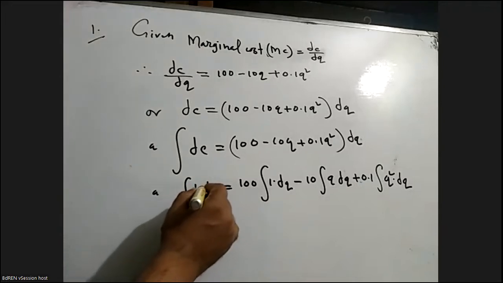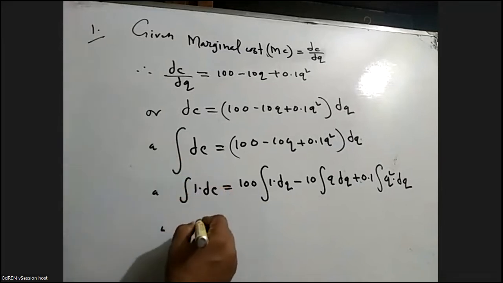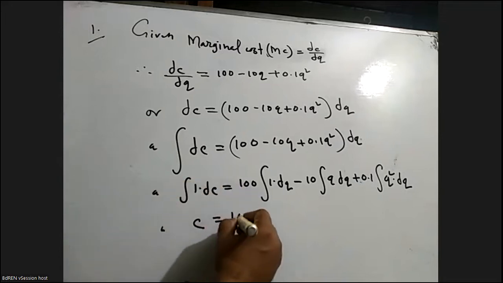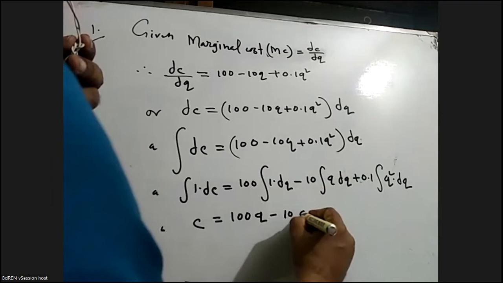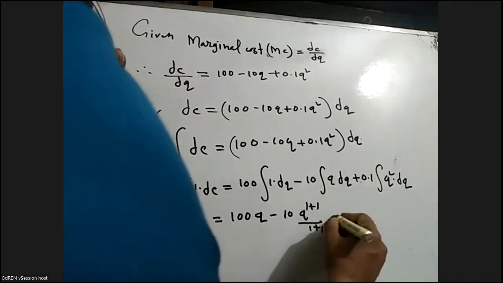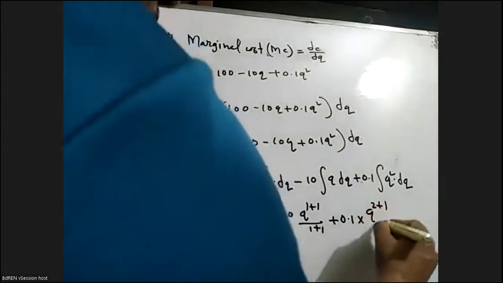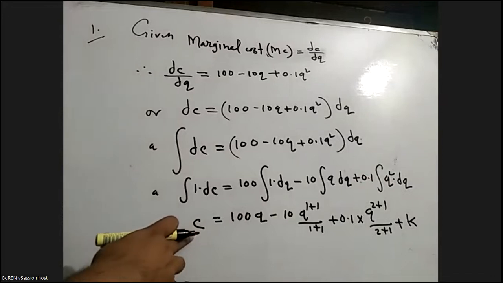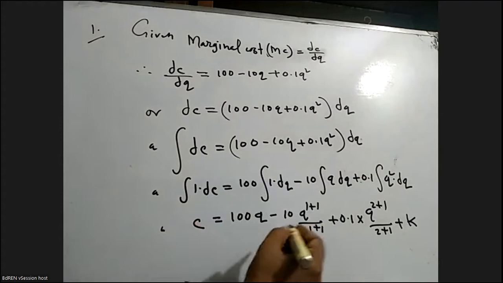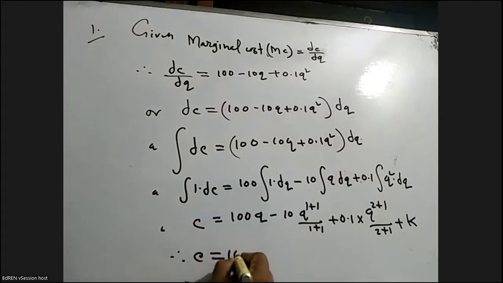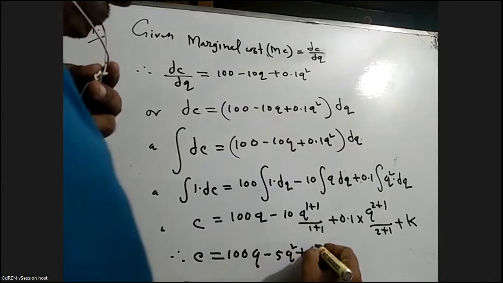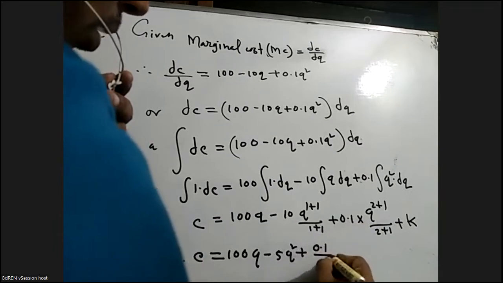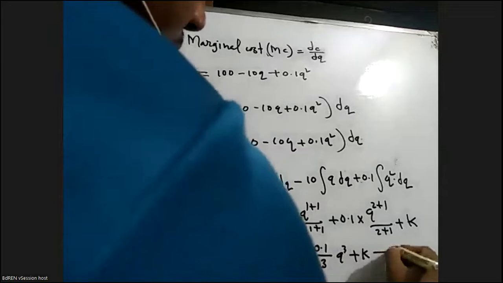On the left hand side, the integration of one with respect to C will be only C, just using formula number two. So for 100, the integration of one with respect to Q will be only Q. For 10Q, it is Q to the power 1 plus 1 divided by 1 plus 1, plus 0.1 into Q to the power 2 plus 1 divided by 2 plus 1. We have to use an integral constant K, because here C is the given total cost. This is why we cannot use C in place of the integral constant. So from here we can write 100Q minus 10 by 2, which means 5Q square, plus 0.1 by 3 Q cube plus K. This is equation number 1.